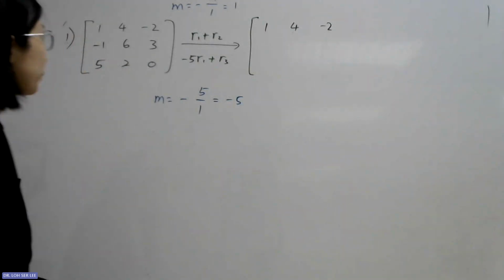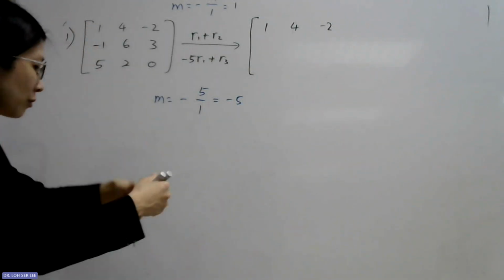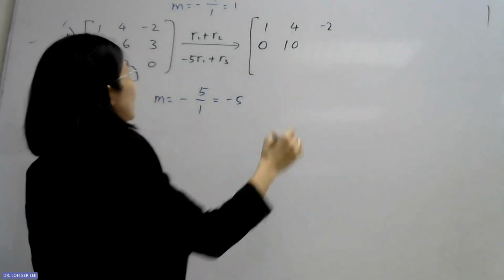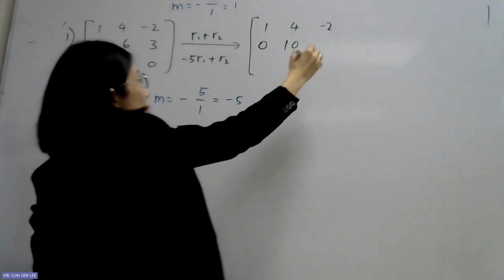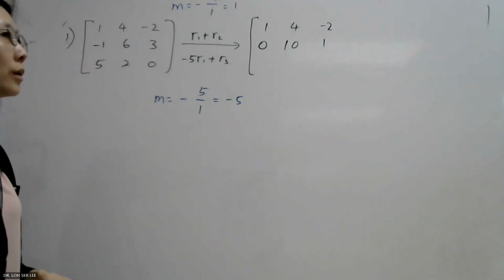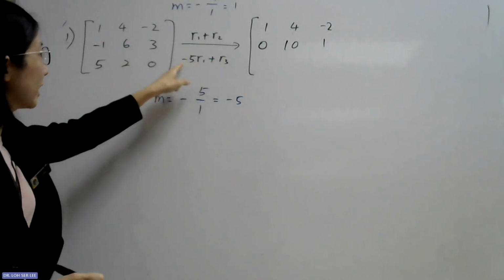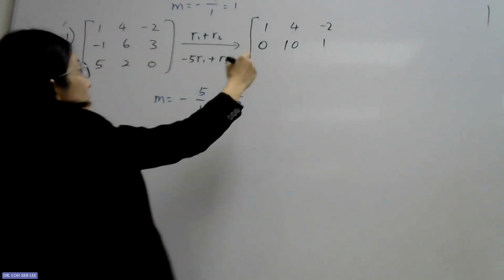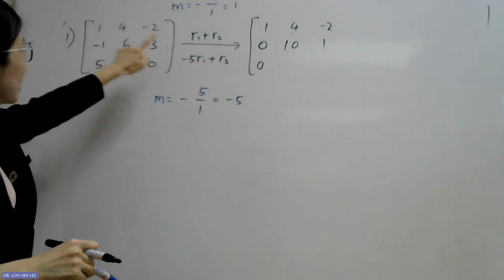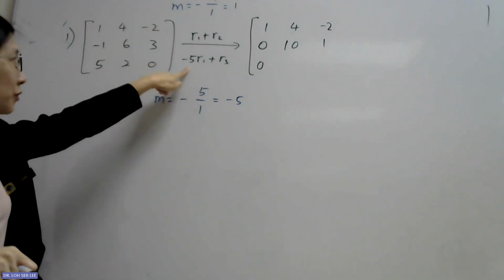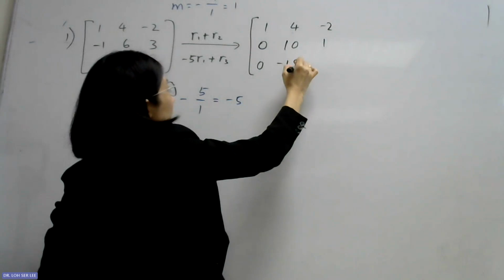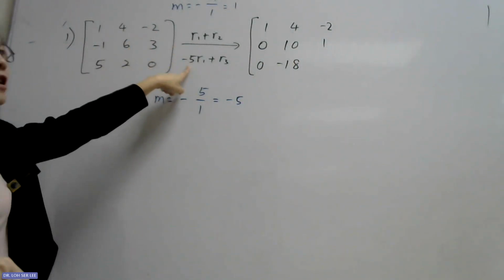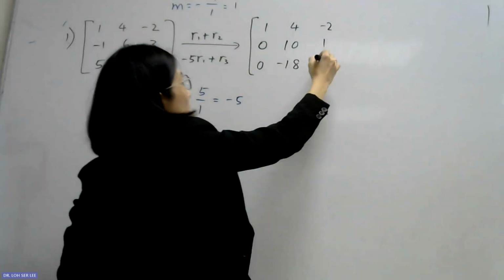Row 1 plus row 2. So 1 plus -1, 0. 4 plus 6, 10. -2 plus 3, +1. Then the second operation, -5 R1. So 1 times -5, you get -5. 5 plus 5, 0. 4 times -5, -20. -20 plus 2, -18. -2 times -5, you get +10. +10 plus 0.